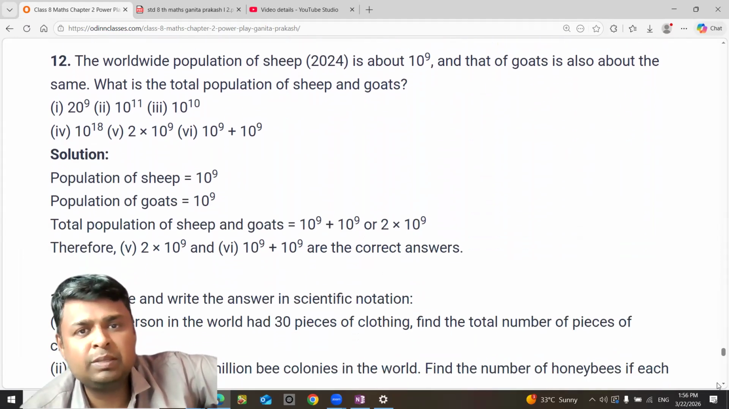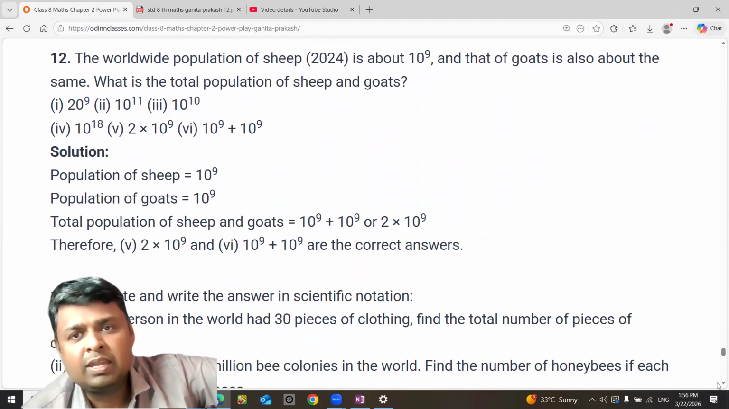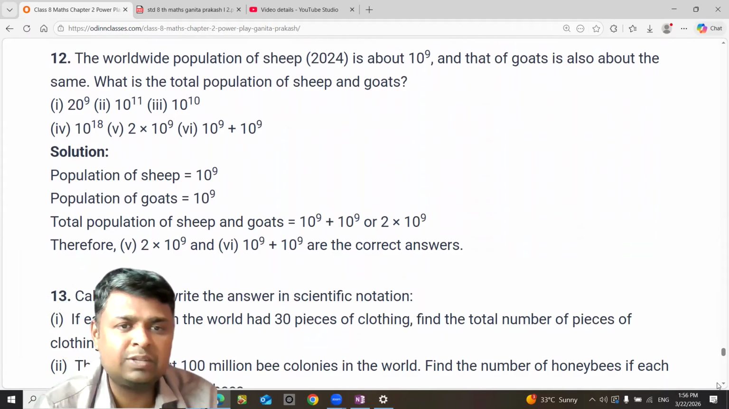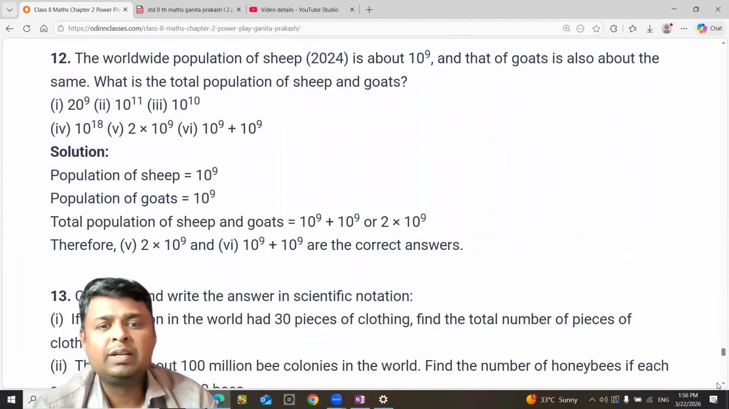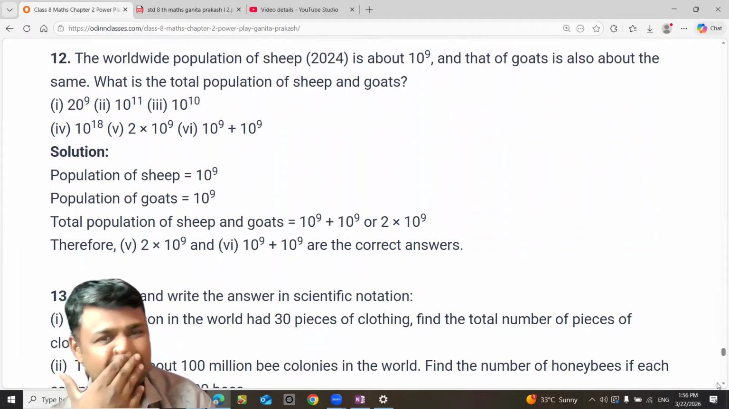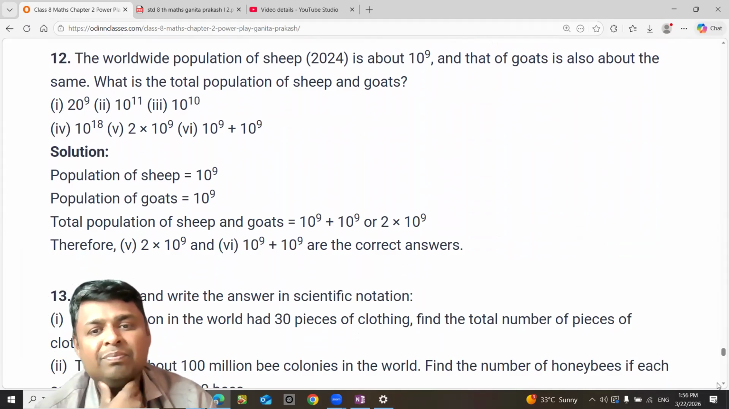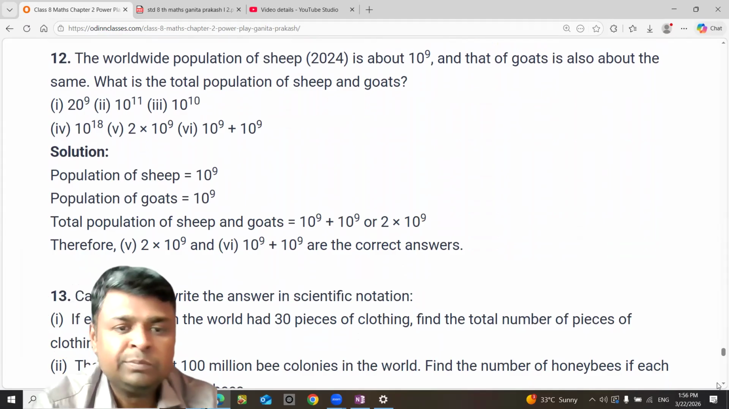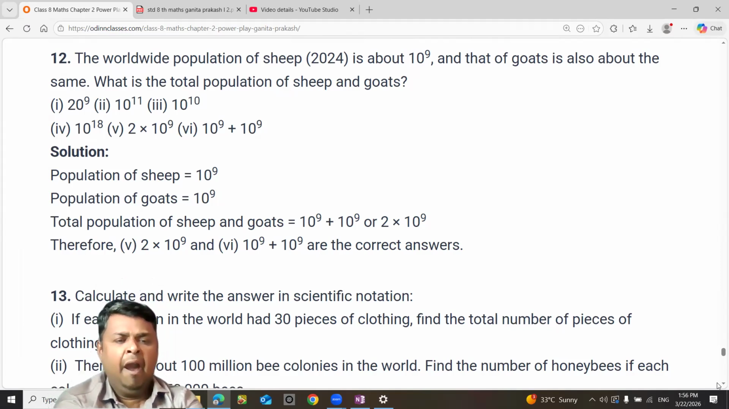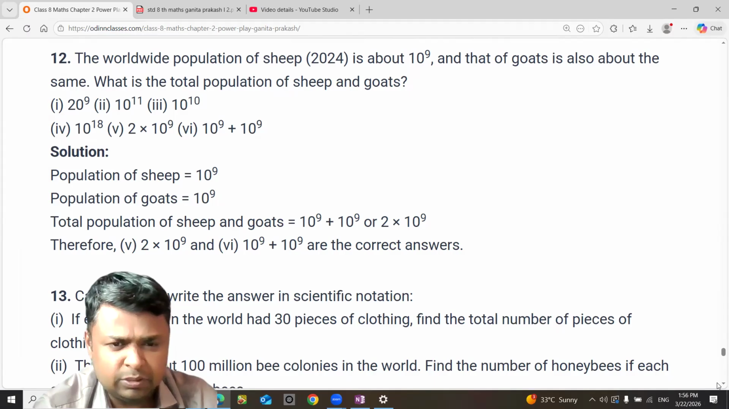The worldwide population of sheep in 2024 is about 10 raised to 9 and that of goats is about the same. What is the total population of the sheep and goats? So 20 raised to 9, 10 raised to 11 and 10 raised to 2, like that they have given the options. So the population of the sheep is 10 raised to 9, the population of goats is 10 raised to 9. Total population will be 10 raised to 9 plus 10 raised to 9. Two into 10 raised to 9 is also correct.